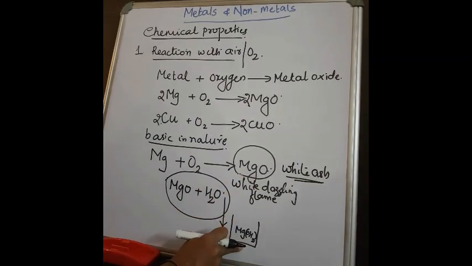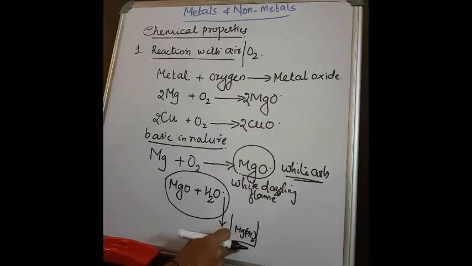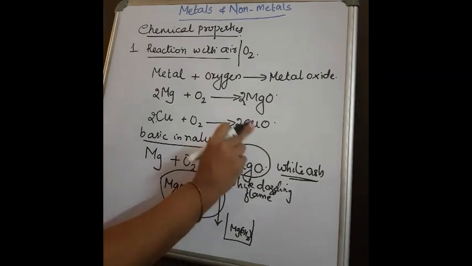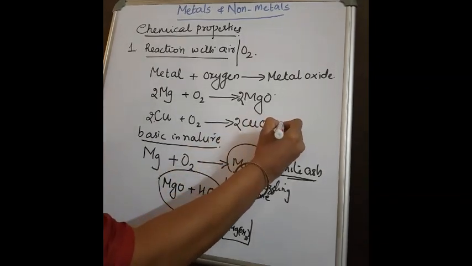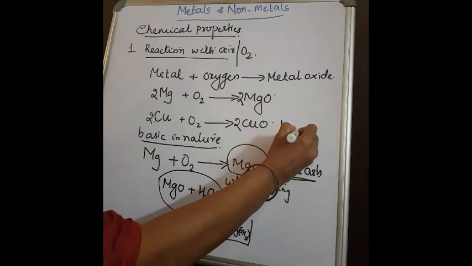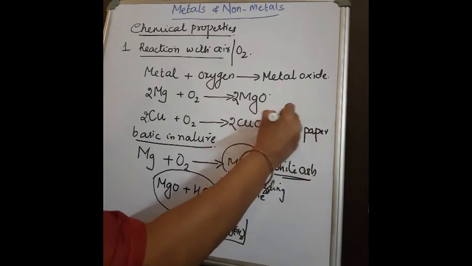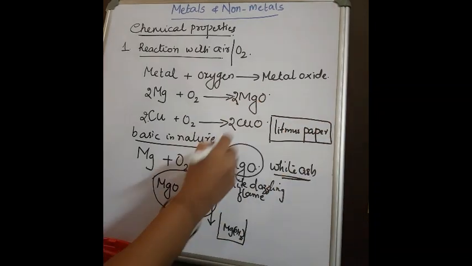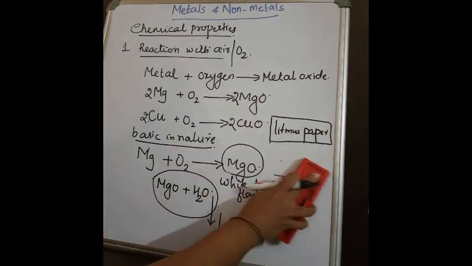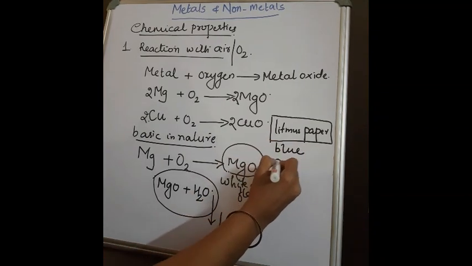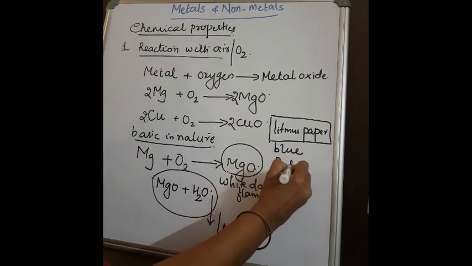So the resulting solution, how will I check whether it is acidic or basic? There is one paper called litmus paper. We will study it in the second chapter, just to understand this, I am telling you now. Two types of papers are there, one is a blue litmus and the other is a red litmus.